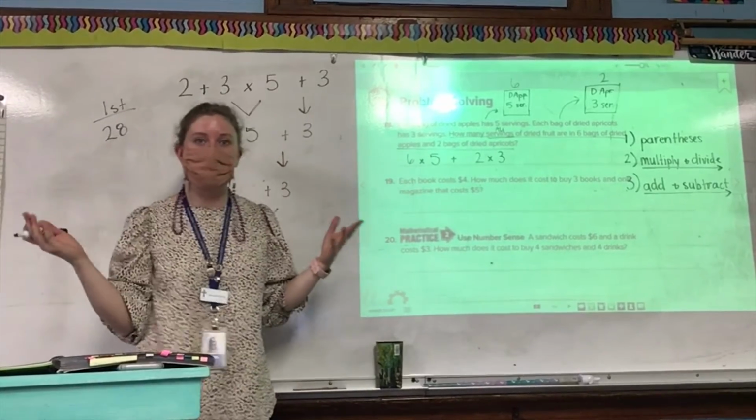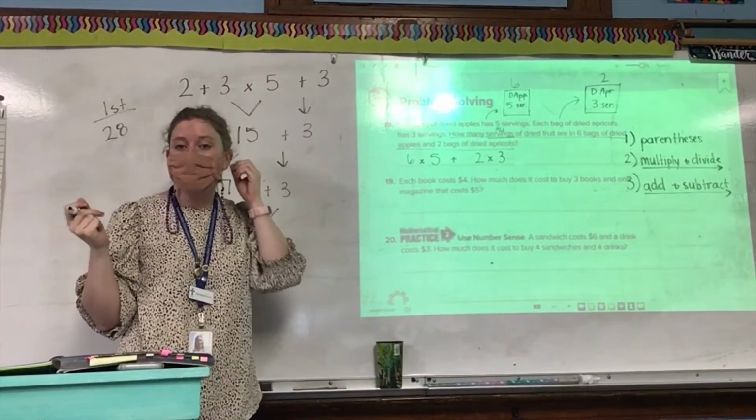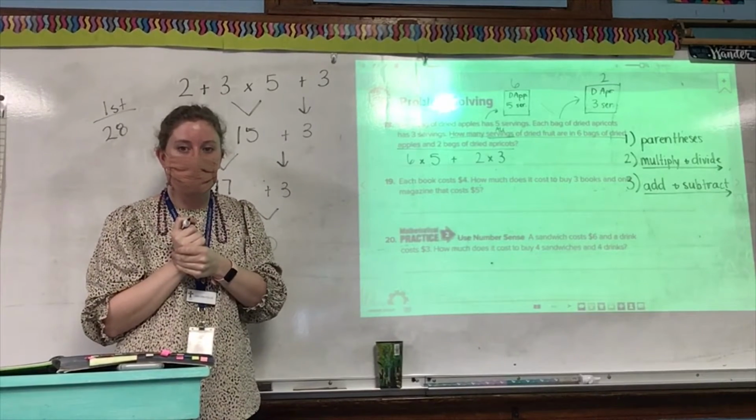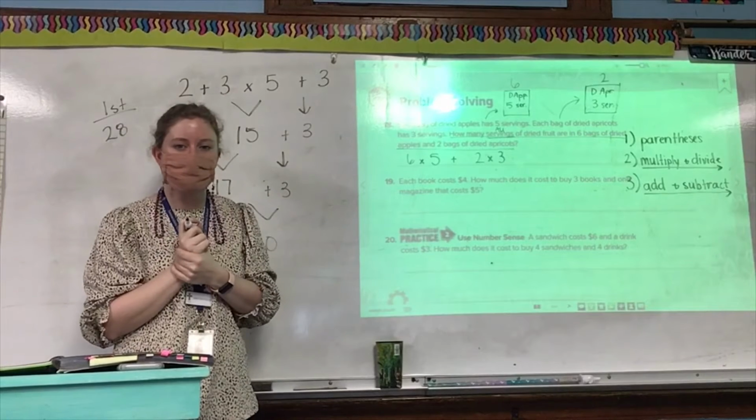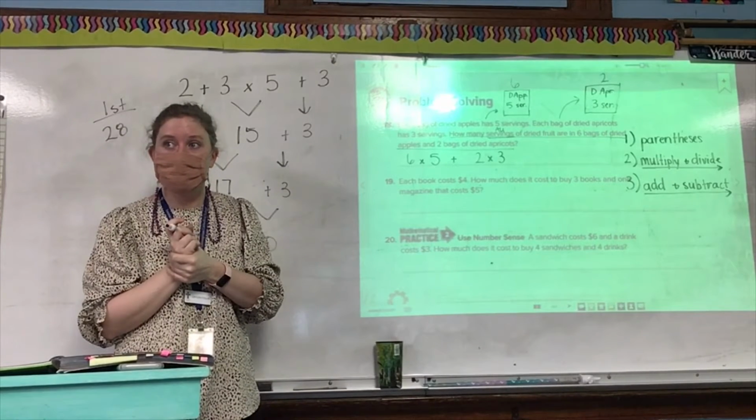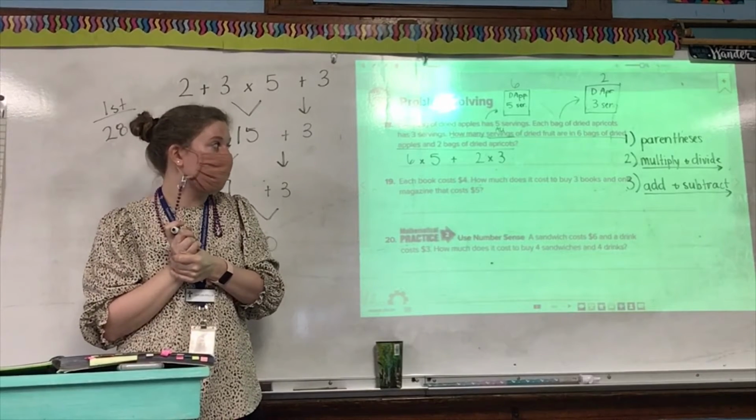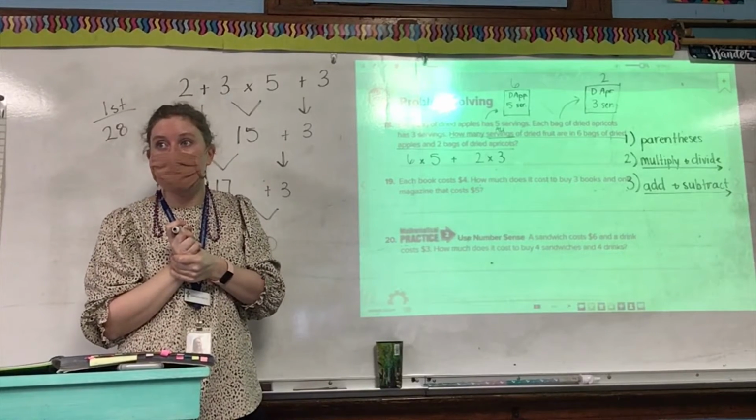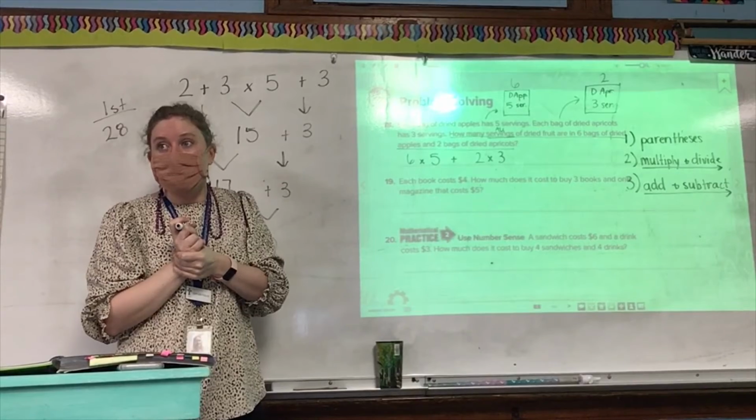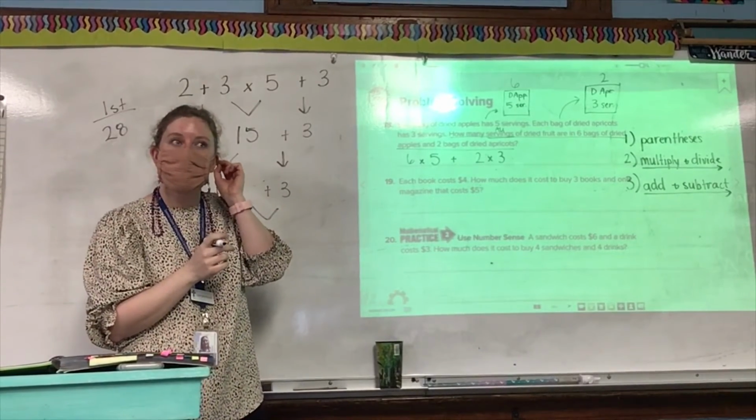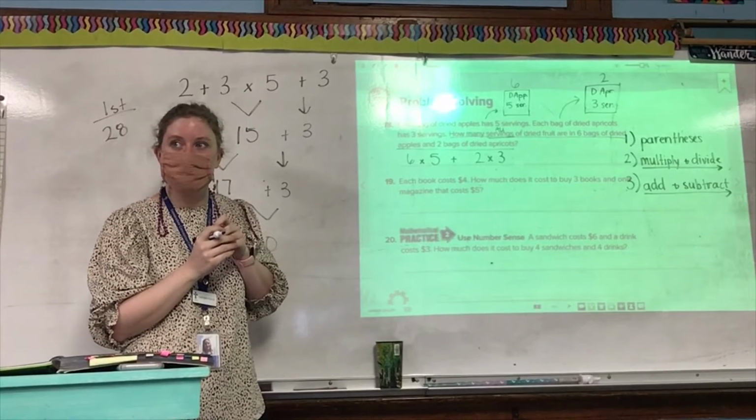Do we really need any parentheses here? Where could we put parentheses and it would still work? Victoria. Around the 6 and the 5, or you could put some parentheses around both of them, or you could just put it around both of the equations. Both of what? I only see one equation here.